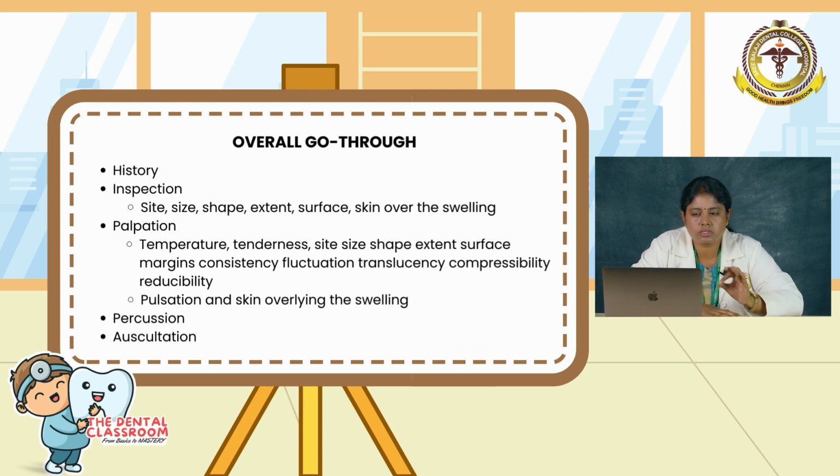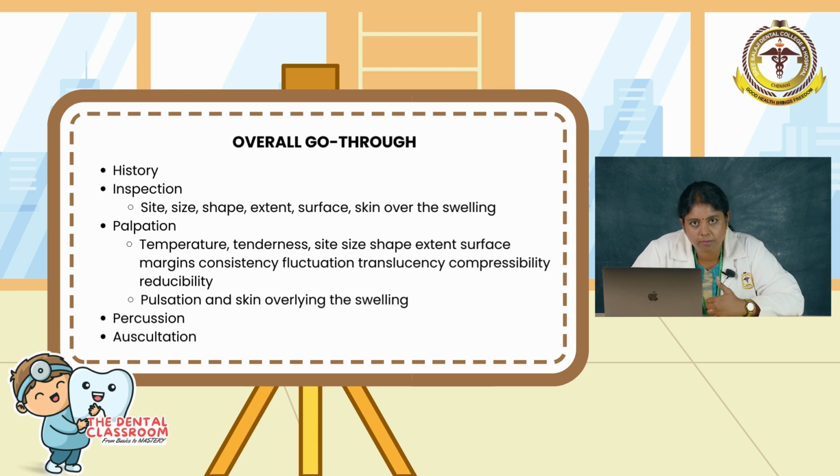We'll just go through a small overall summary of what has happened in this lecture. If the patient complains of a swelling, where do I start? With the history. In history, I ask what the duration is, how long it has been there, and whether it is associated with pain or any other symptoms. And then I go for inspection. In inspection, I look at site, size, shape, extent, number, then surface of the swelling and skin over the swelling. These are the things I check in the inspection.